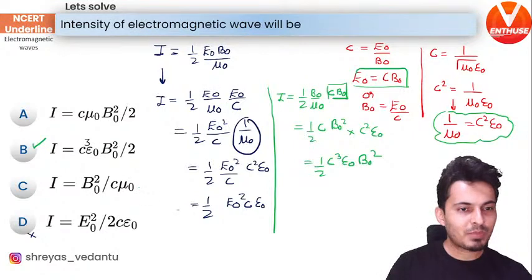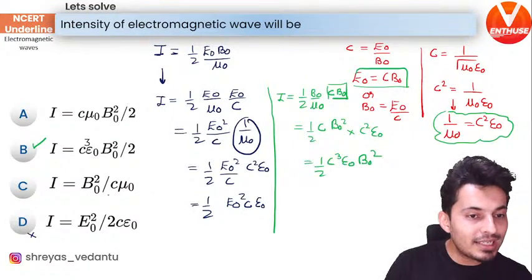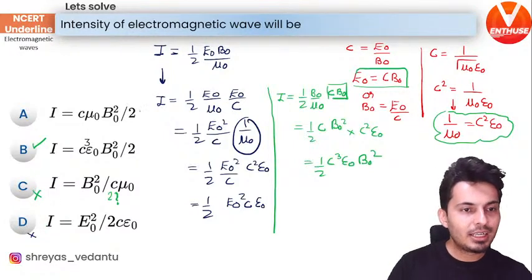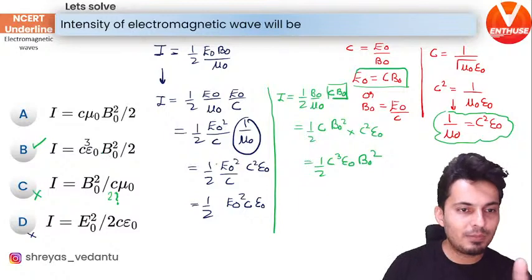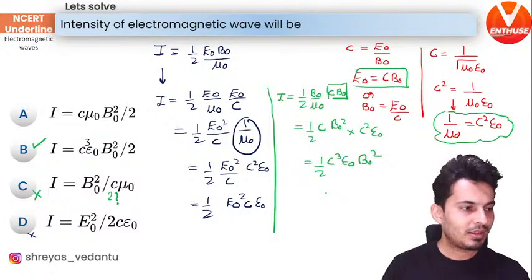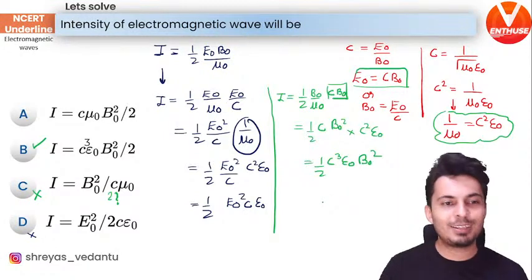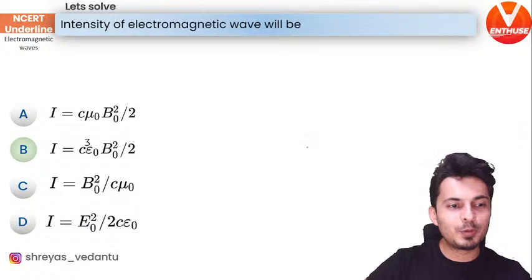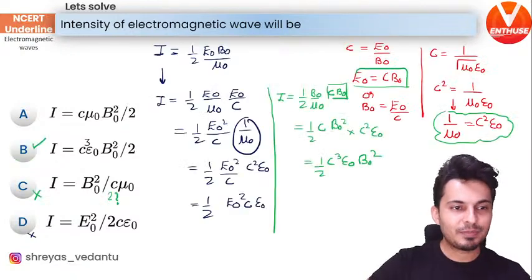Be careful. In option C, that 2 is not there. Where is that 2? The 2 is not there. Hence, C is incorrect. Got it? So, it is C cube epsilon naught B square by 2. It's all about playing with the formulas. Nothing else. Okay. Beautiful question. You can see option B is correct.